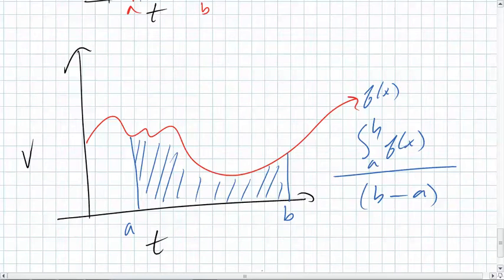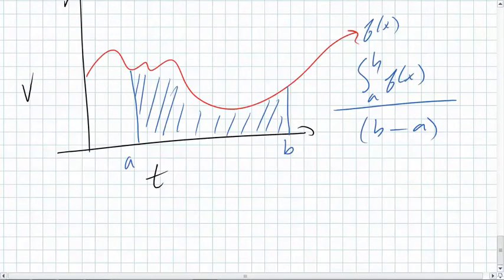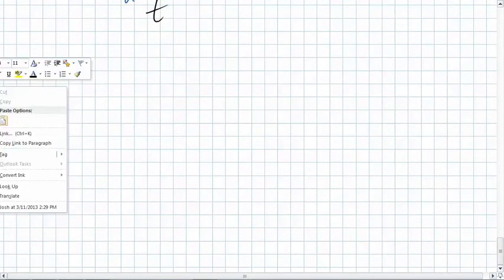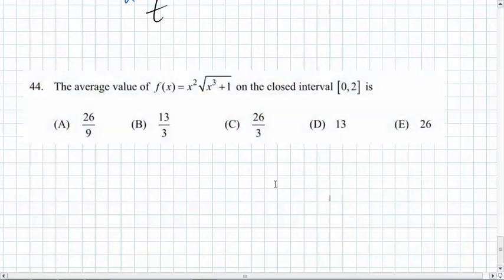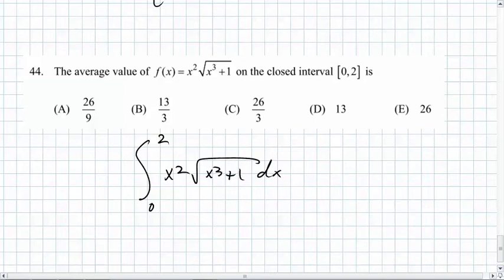So on this question right here, it gives you a function. And it says, find the average value of that function on the closed interval 0 to 2. So what's the width in this case? 2. What are you integrating from and to? 0 to 2 of x squared times the square root of x cubed plus 1. And then what are you dividing by? 2. You're dividing by 2. It's the same thing as multiplying by 1 over 2 minus 0. Is that something you can integrate? It is. Do that now.